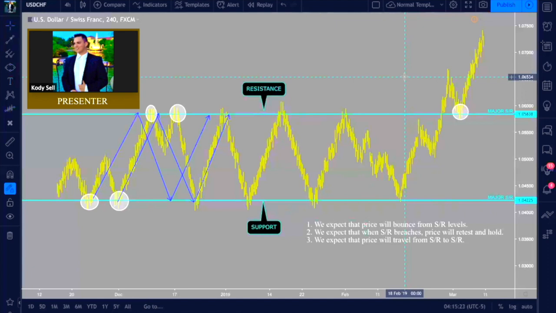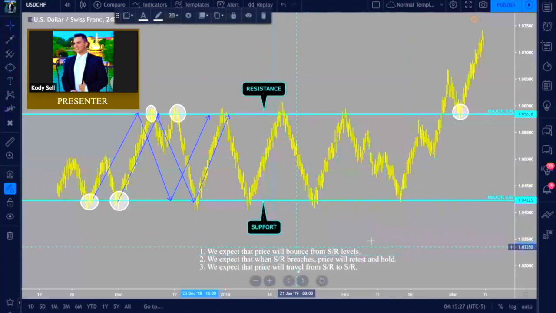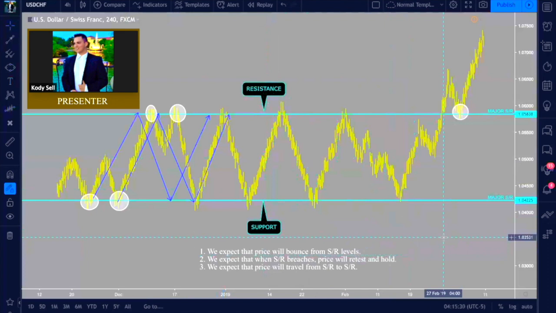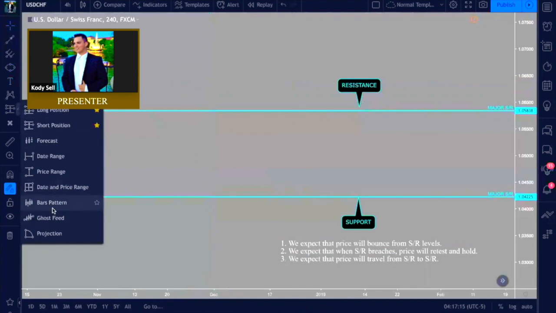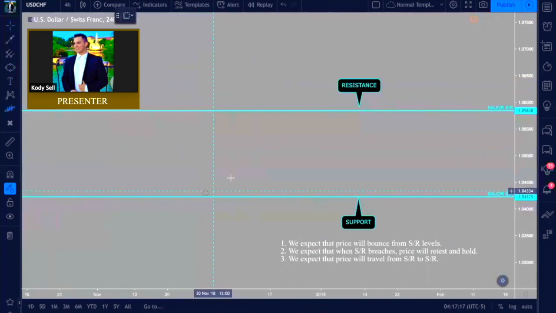Now, quite honestly, these are the only three things that you really need to know to be able to trade support and resistance. Just these three things right here. So now what I'm going to do is clear everything off except for the two support and resistance levels. Let's assume that we open up a chart and we see this.